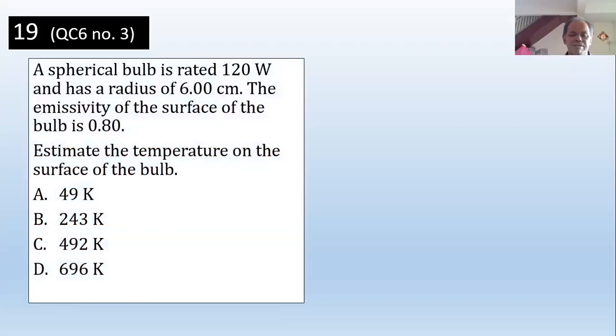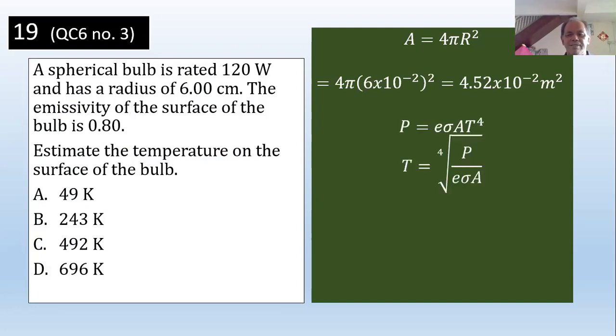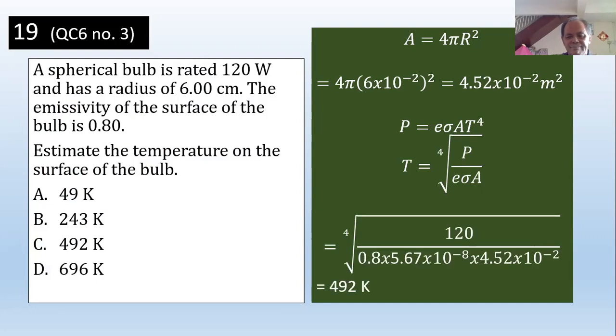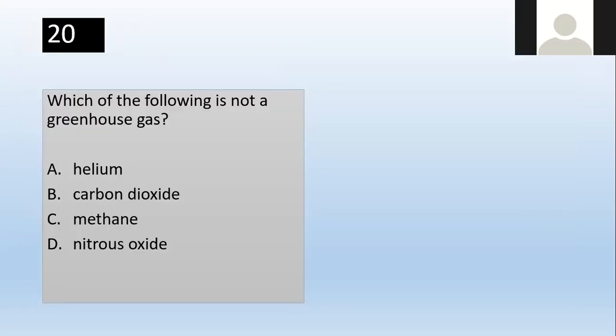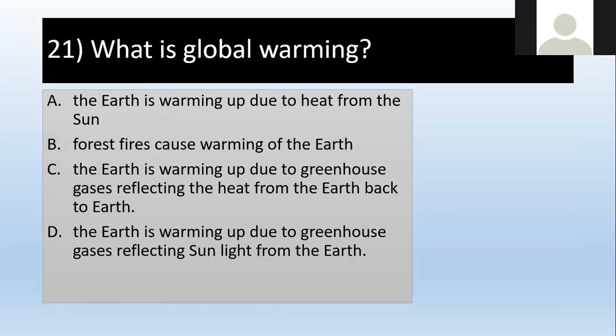Okay, next question, can, ready. This one also the same thing. Use a formula. Surface area is 4 pi r squared. Calculate your surface area, put into the formula, calculate your T. Answer C. Okay. This one you got it right also, so I won't bother.